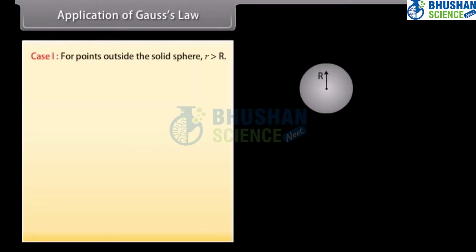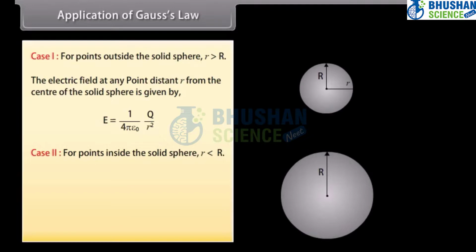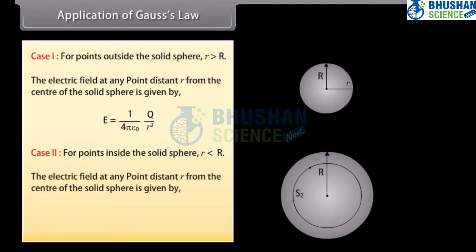Case 1. For points outside the solid sphere, r is greater than R. The electric field at any point distant r from the center of the solid sphere is equal to 1 upon 4 pi epsilon naught multiplied by Q upon r squared. Case 2. For points inside the solid sphere, r is smaller than R. The electric field at any point distant r from the center is equal to 1 upon 4 pi epsilon naught multiplied by r Q upon R cubed.